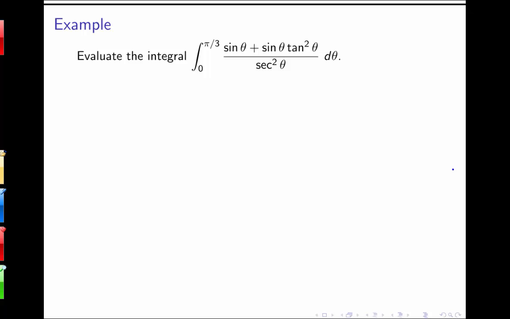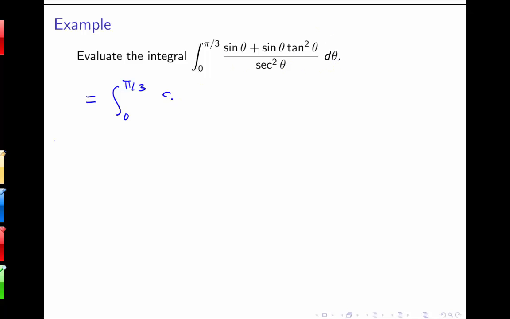Okay, so here's another one where we're needing to use some trig identities to help us compute the integral. So it's important for us to remember all these trig identities. That's why we want to do a couple of these examples for practice. So looking at this, I'm going to want to do a little bit of factoring first. So I've got the integral from 0 to pi thirds of sine theta plus sine theta tangent squared theta all over secant squared theta d theta.